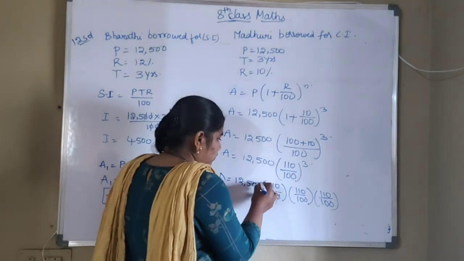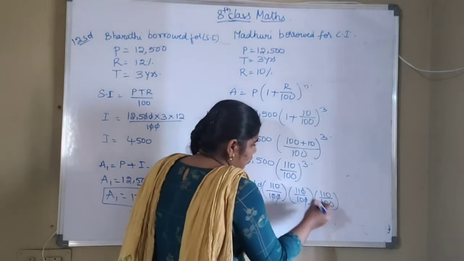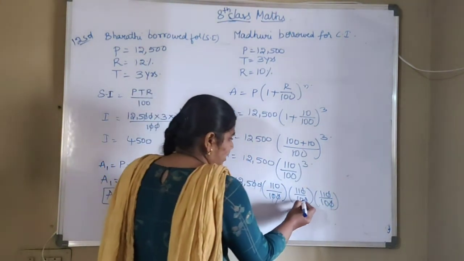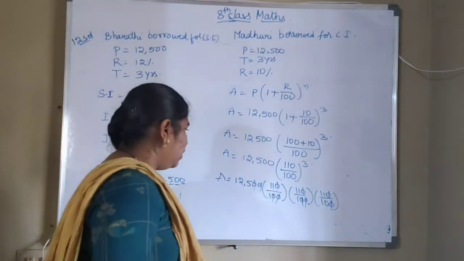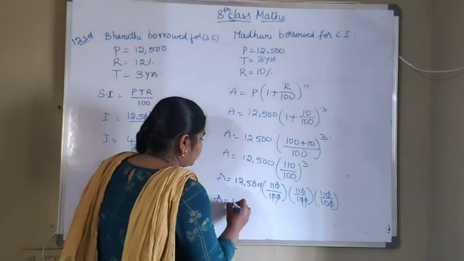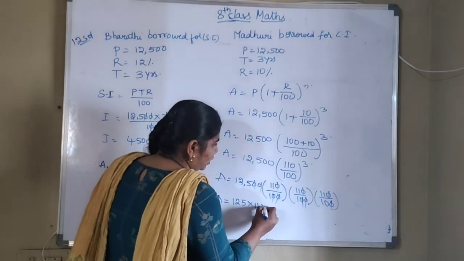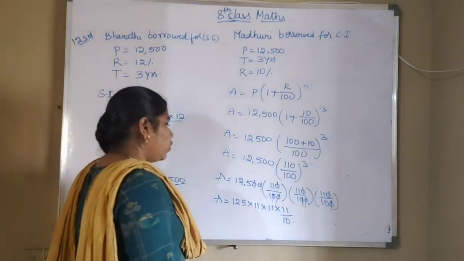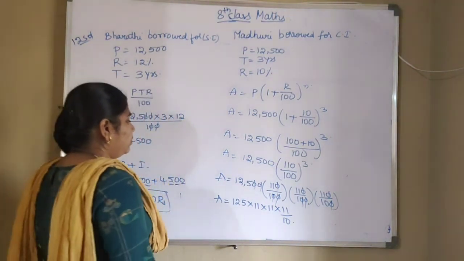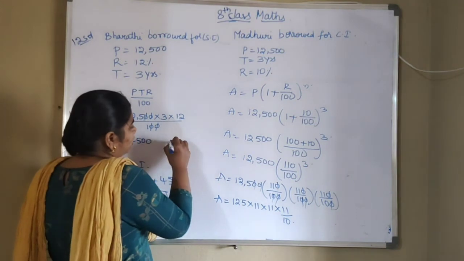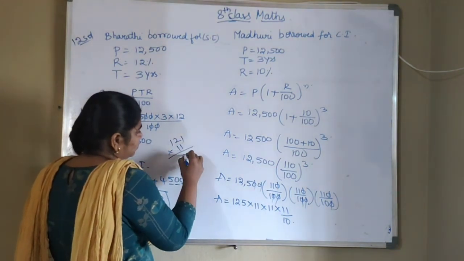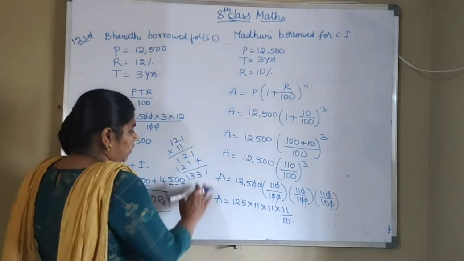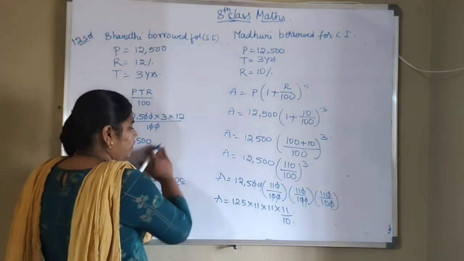Now the zeros will get cancelled. What is the remaining value here? Amount is equal to 125 into 11 into 11 into 11 by 10. Multiply all the values. 11 into 11 will be 121, 121 into 11 is 1331. 1331 into 125 we have to do now.